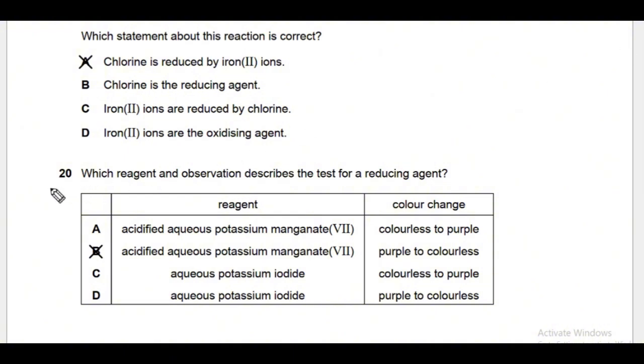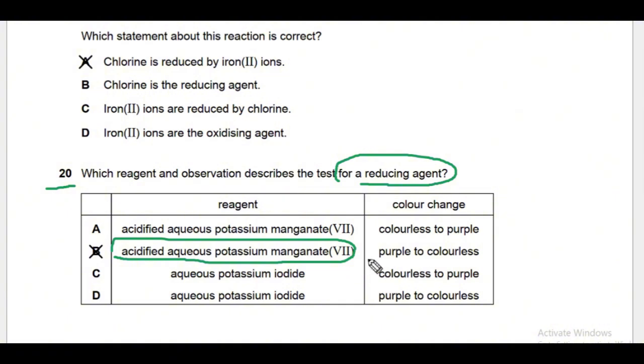Now 20. Which reagent and observation describe the test for a reducing agent? So acidified potassium permanganate(VII), it will go from purple to colorless. So any reducing agent, if you add to acidified potassium permanganate, reduces the potassium permanganate, so the color change will be purple to colorless.